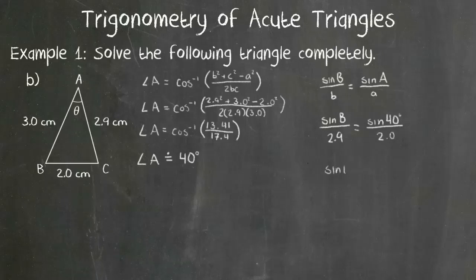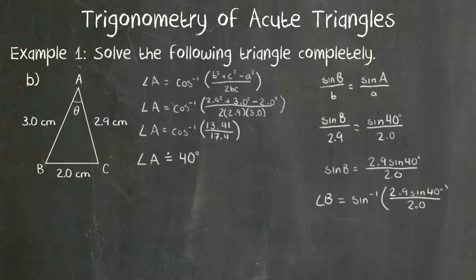Multiply both sides by 2.9 to isolate sine B. So I have 2.9 times the sine of 40 degrees divided by 2.0. And then my last step is to take the inverse sine to find angle B. So angle B is equal to the inverse sine of 2.9 times the sine of 40 degrees divided by 2.0. We can evaluate that in our calculator, and we get that angle B is equal to approximately 69 degrees.